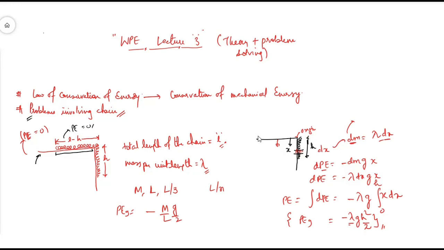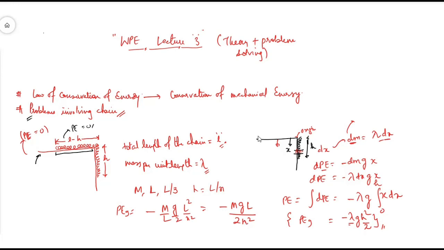h square is basically the height of the string that is hanging down, and in that case it's going to be L by n, where n can vary. Suppose in a specific case they write L by 3, then that is going to be L square by 9. Okay, so I'm just going to take the general case, where h is L by n, so h square is L square by n square. So this will converge to minus mgL by 2n square. Okay, so this is the general form if the total mass and the total length of the chain are given.